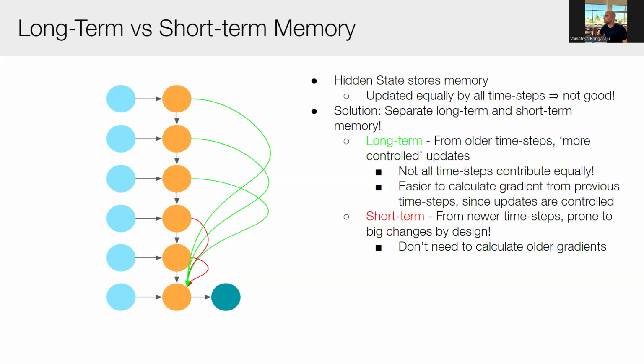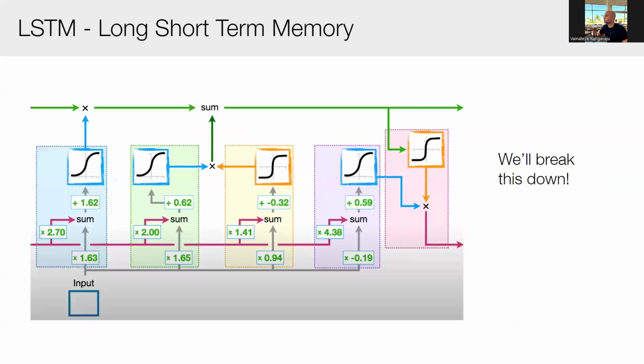And for the short term, for newer time steps, it's going to be prone to big changes by design, because it's not going to be able to have as much data to train on. So we don't need to calculate the older gradients for that. So far, just up till here, yeah.